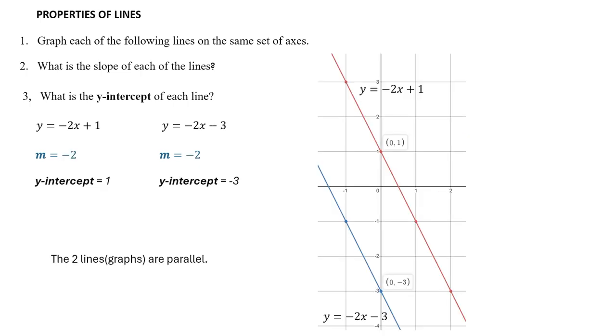Looking at these two, we see that they have a slope of negative 2x, but they have different y-intercepts. Again, the lines are parallel because they have the identical slope.